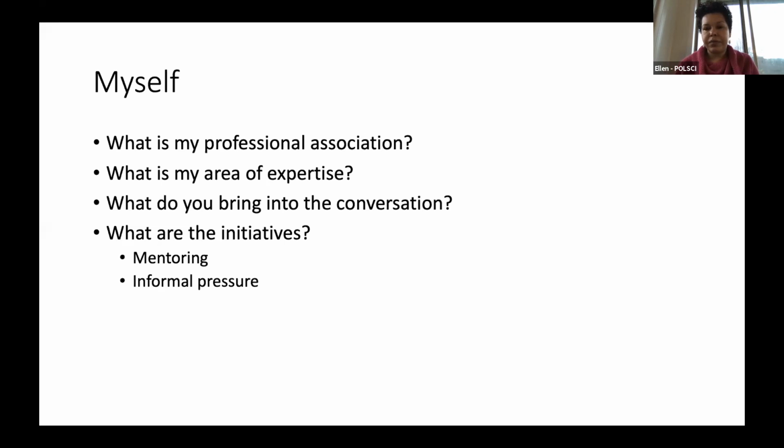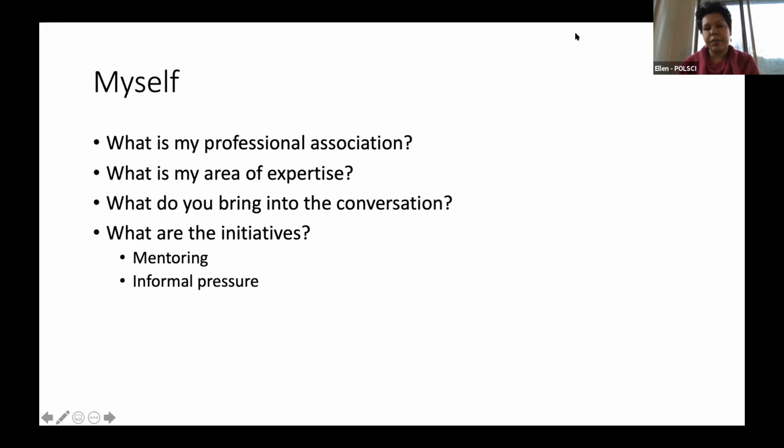for example, we have the Association for Hispanic Latinx engineers or Black engineers, and also within each area of expertise, mechanical or aerospace. So think about yourself and what is it that you bring into the conversation. What are the initiatives that you have been doing or that you're willing to be engaged on?